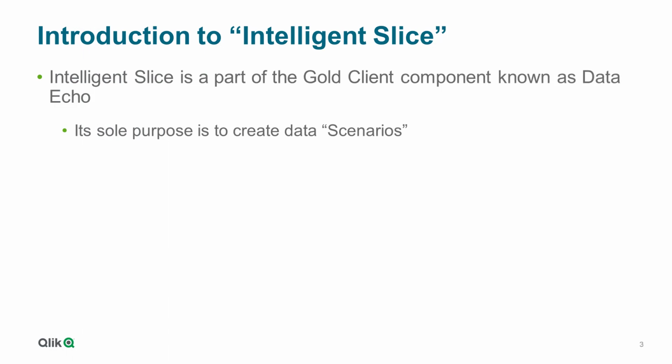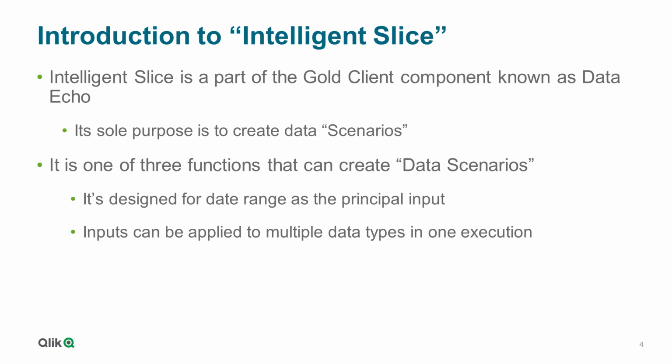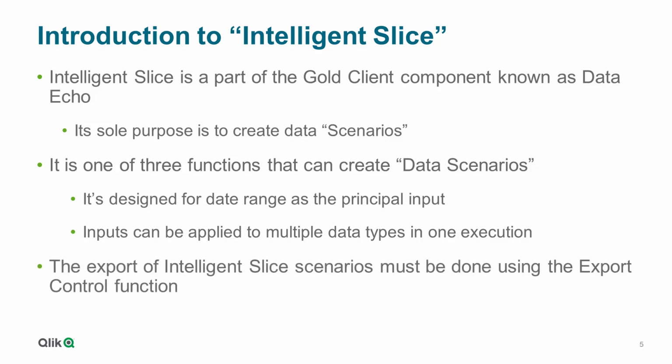Intelligent Slice is a part of the Gold Client component known as Data Echo. Its sole purpose is to create data scenarios. It is one of three Gold Client functions that can create data scenarios, but Intelligent Slice is different from the other functions in two ways. First, it's designed so that date range is the user's principal input, and second, it's possible to create scenarios for multiple data types in a single execution. Initiating the export of Intelligent Slice scenarios can only be done using the export control function.